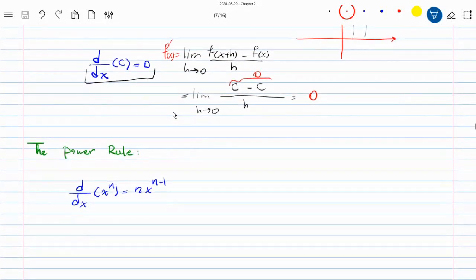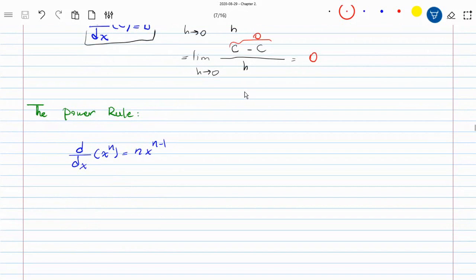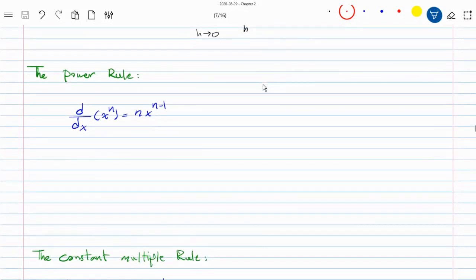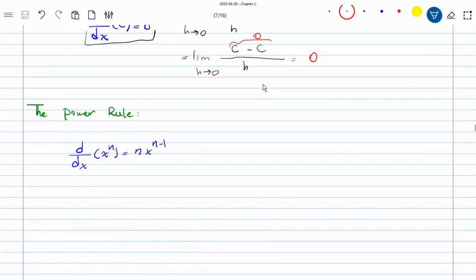Okay, the power rule. There are multiple ways to start with the power rule. One way is to go through x to the power 1, x to the power 2, x to the power 3, and so on, and calculate the derivatives for those and see the trend.